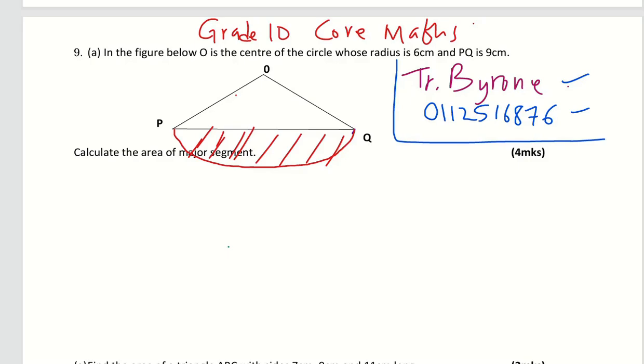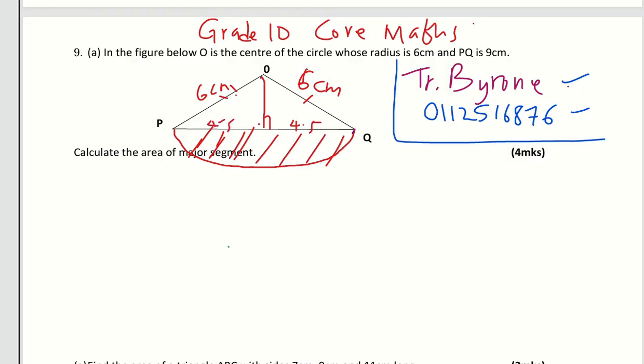centimeter and PQ is 9 centimeter. Now the radius here is 6 centimeter. So if O is the center, then OQ is 6 centimeter. Similarly, OP is 6 centimeter because they are radii, so they form an isosceles triangle. Now your total PQ is 9 centimeter. Therefore, if you drop a perpendicular, you'll have 4.5 on this side and 4.5 on this side.